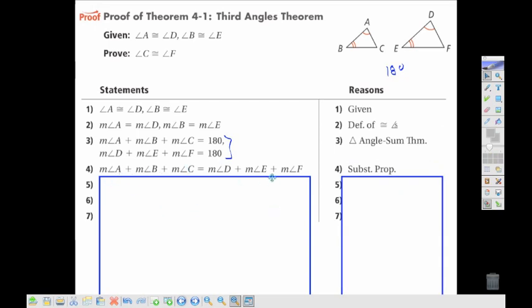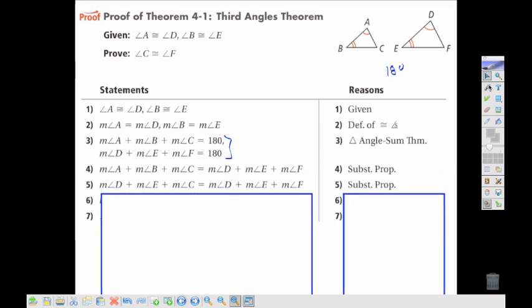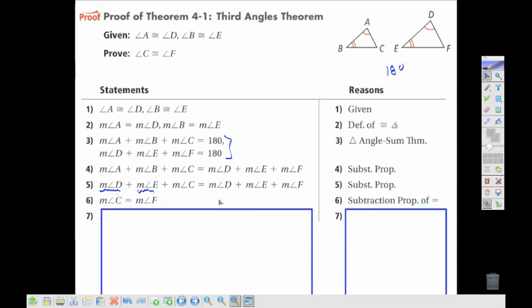We've got A, B, and C. Now again, we know about A and D being congruent, B and E being congruent. And so we do another substitution here where A becomes D, B becomes E. Now we have that D and E on both sides, and if we subtract it away, we're left just with the C and the F. So here we've got this on both sides. All that's left is the C and the F.